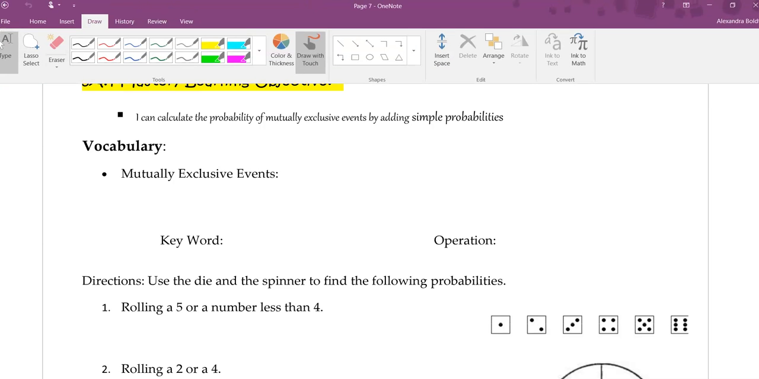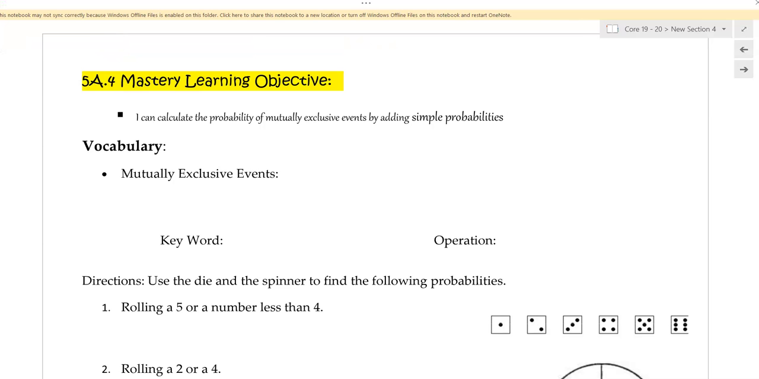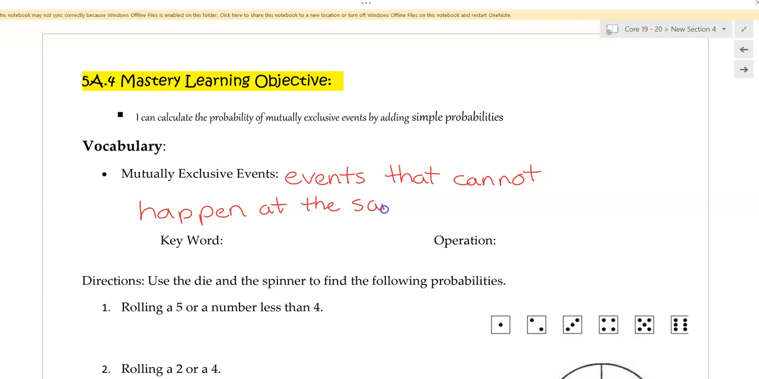Our mutually exclusive events, right? The definition of mutually exclusive events are events that cannot happen at the same time. Basically, your and statement doesn't exist because you can't be both of those things.